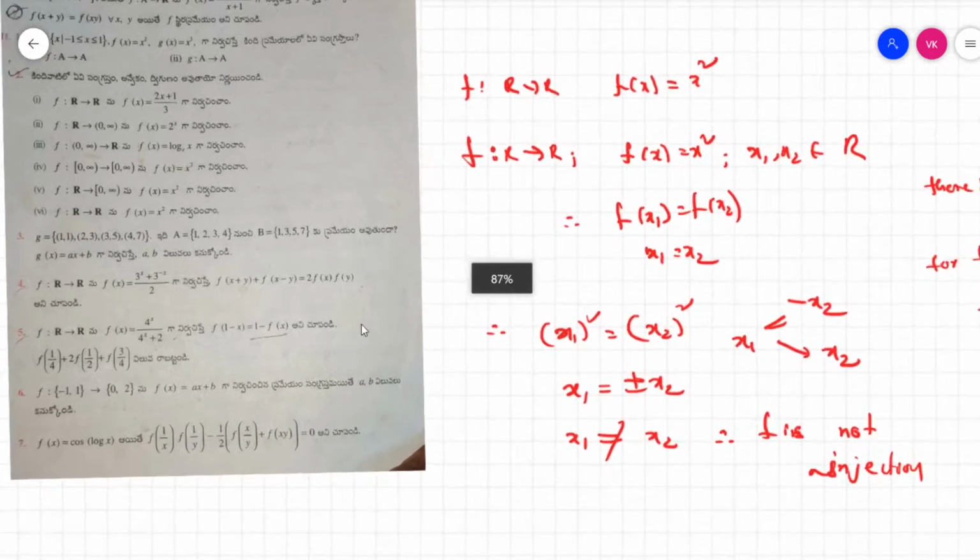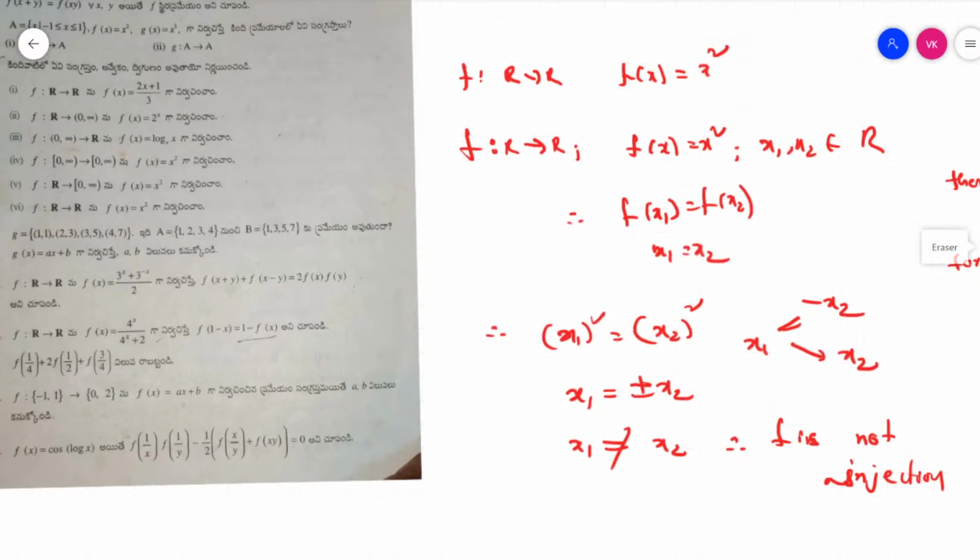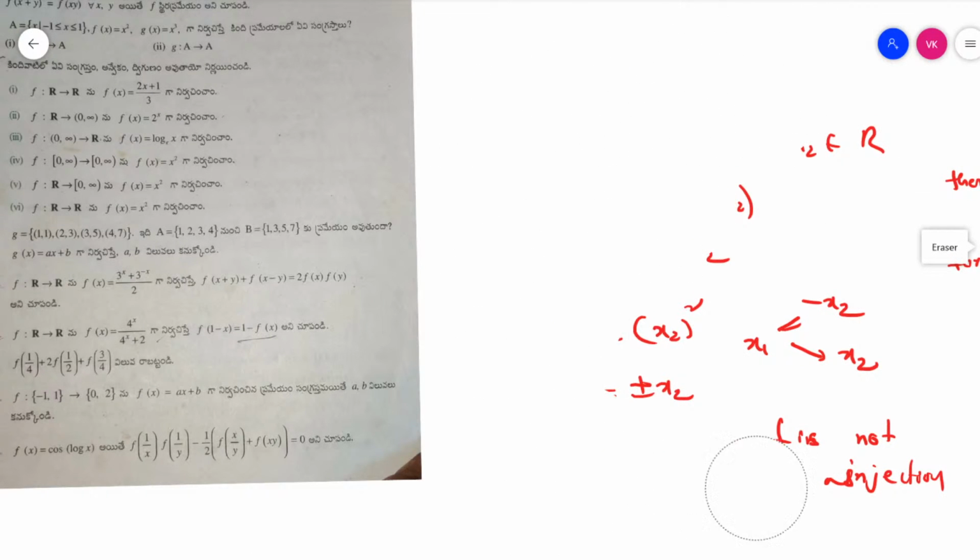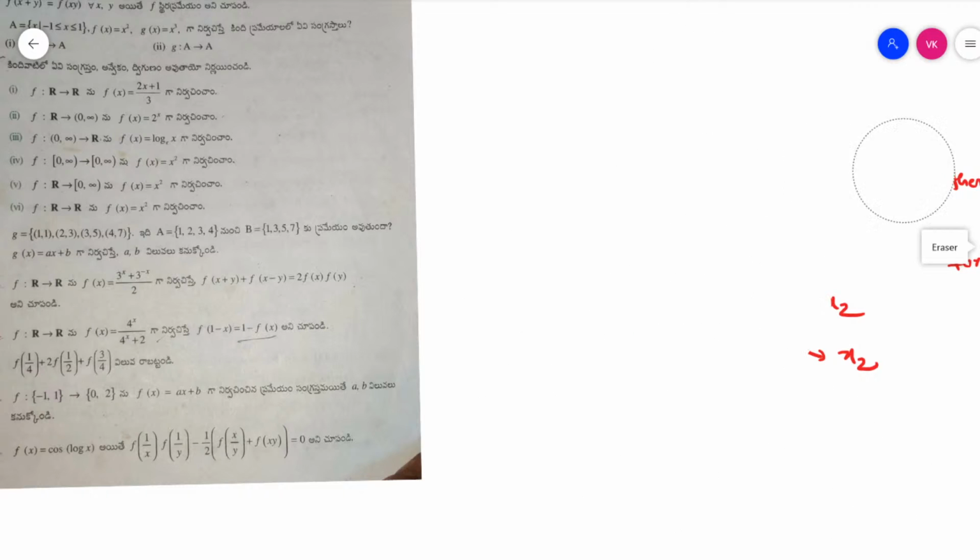Let's go for the third one. These are the important questions for the 5 marks questions in IPE. Okay, let's go for the next one.